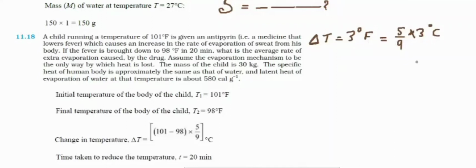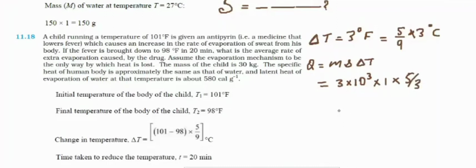So this is enough. Now next we can calculate the heat lost by the child. Q is equal to mass of the child into specific heat of the body, which is equal to specific heat of water, into delta T. The mass of the child you can take as 30 into 10 power 3 gram, into specific heat of water, which is 1 according to the definition in CGS system, because 1 calorie is defined as the heat required to raise the temperature by 1 degree Celsius. So it will be 1 only. Into change in temperature in degree Celsius, which we have already calculated, that is 5 by 3.